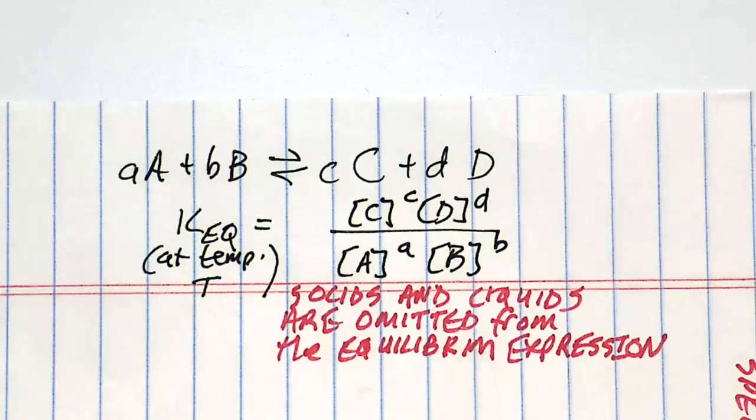So solids and liquids are omitted from the equilibrium expression. This means that aqueous concentrations are put in, and gases are put in as well.